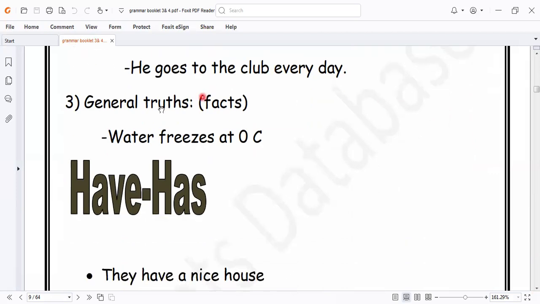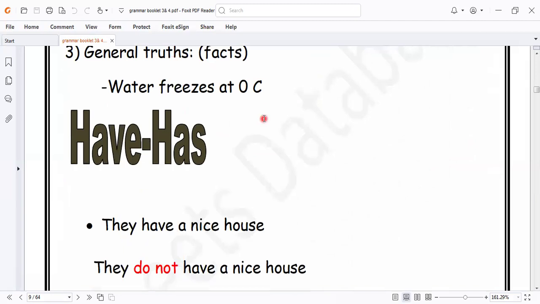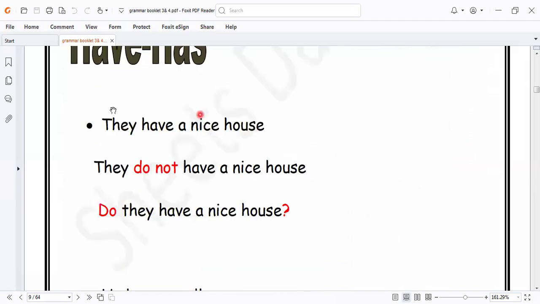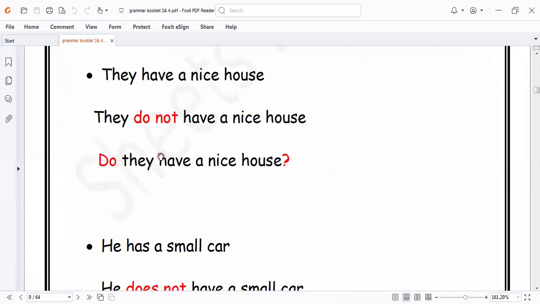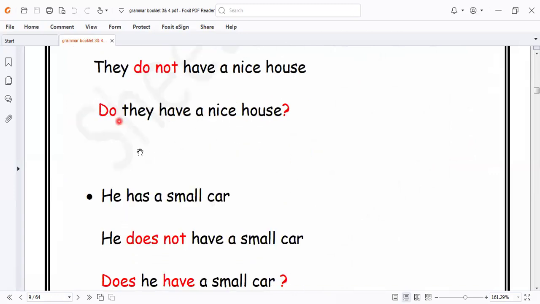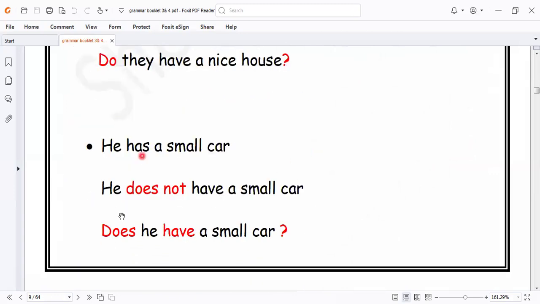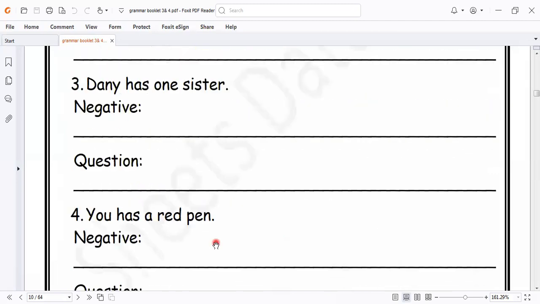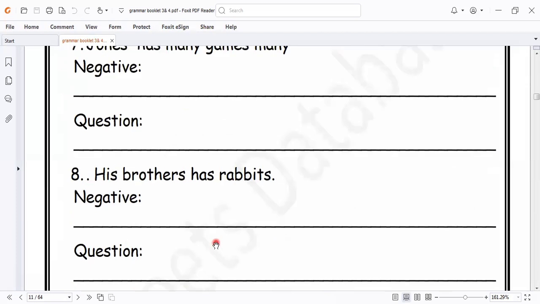Okay, here we have general facts like this. Water freezes at 0 degrees centigrade. Here we have have and has. When we use have, we use don't, and we say do. When we have has here, we use does. Does he, and the verb have returns to the stem. Does he have a small car, and so on. Let's go to another one.